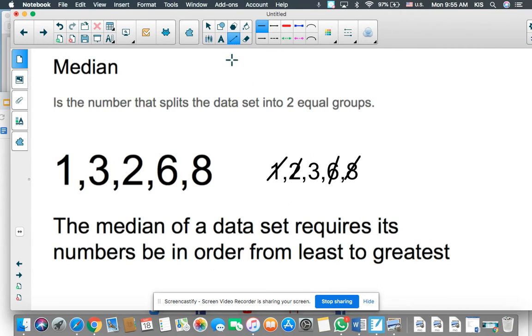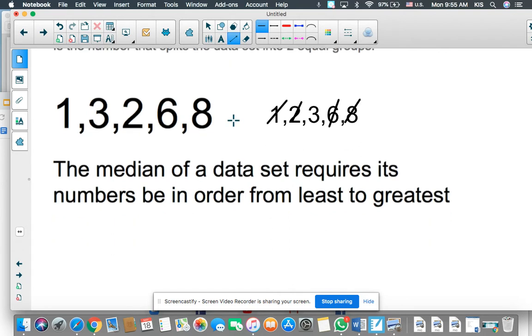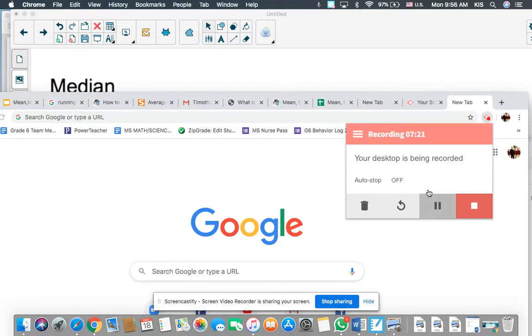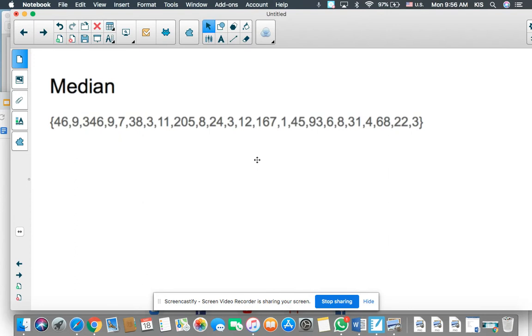So our middle number here is 3. So our answer for our median is 3. Now you may be asking yourself, is it always going to be that easy? Absolutely not. There'll be times where you'll have to find the median of data sets like this. Ugh, what a mess, right?